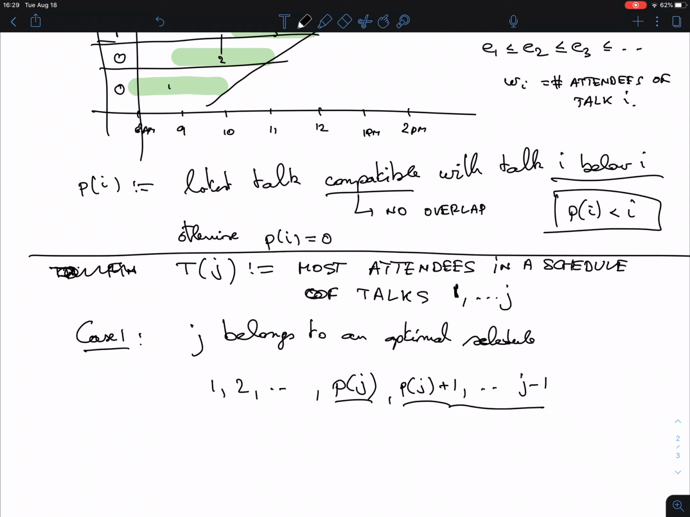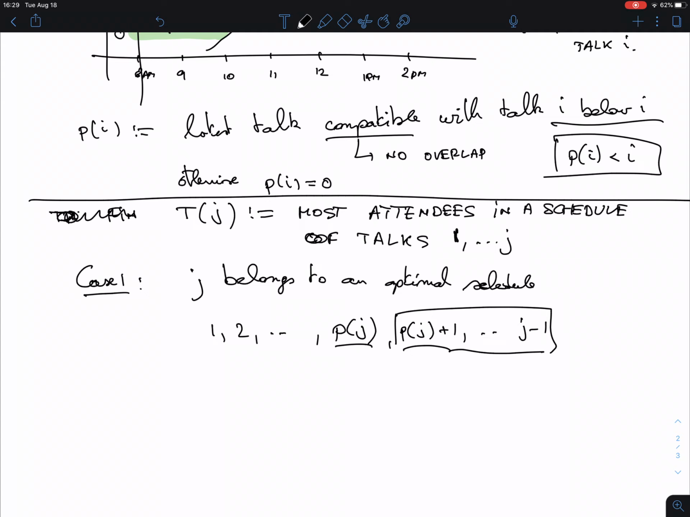Since j is in an optimal schedule, in other words, j has to be in our schedule, these ones cannot be in our schedule. If you put in j, the ones that I just boxed are in conflict with j. An optimal schedule means that j is part of our solution. We don't know the solution yet, but we ask, what happens if j is part of our solution? If j is part of the final list of talks, then all the other talks have to be compatible with it.